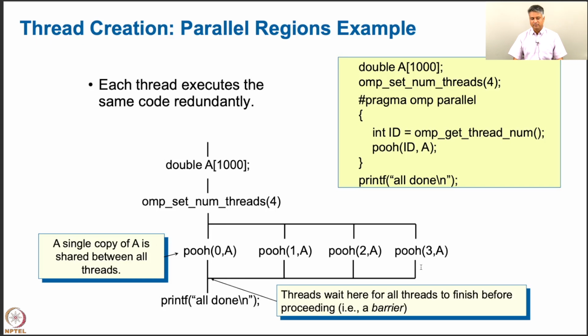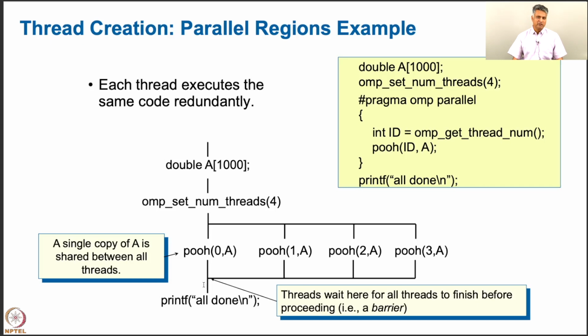Until each of these functions is complete, the program will wait, and because this printf is outside the parallel section, all the parallel threads here will be destroyed and only one single printf of all done will come out. So there is an implicit barrier here at the end of this parallel section. That means until all the threads complete this function poo, the program will not go ahead to this printf. So there's an implicit barrier over here.